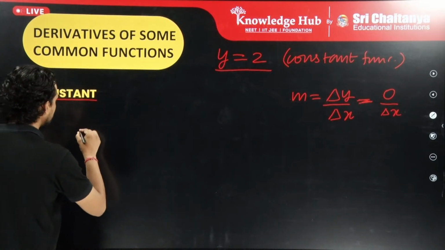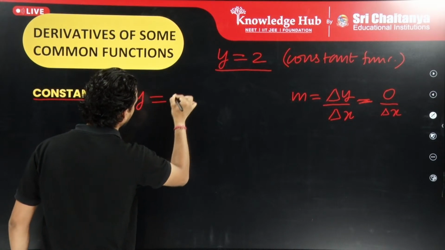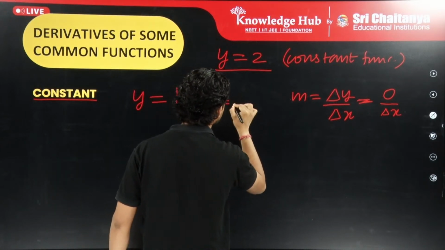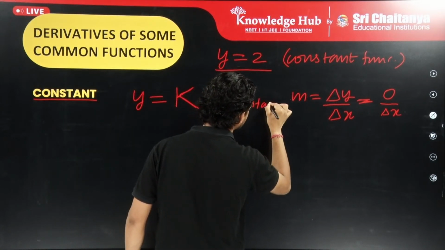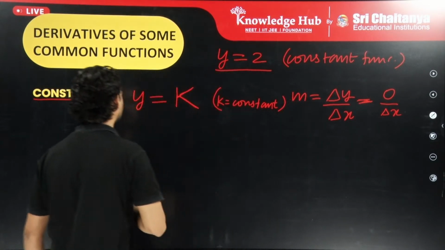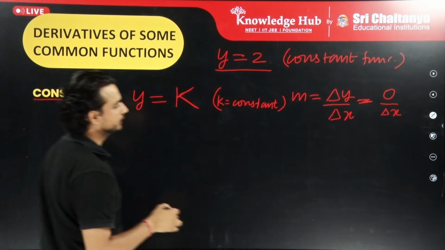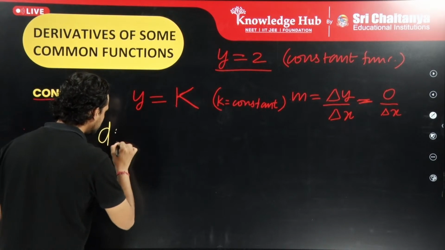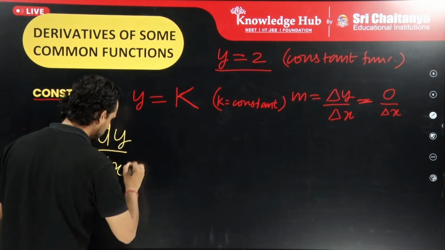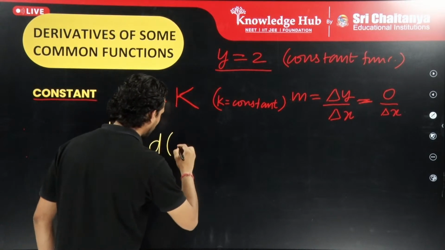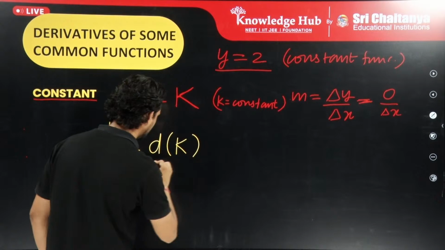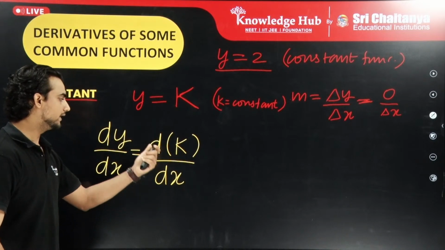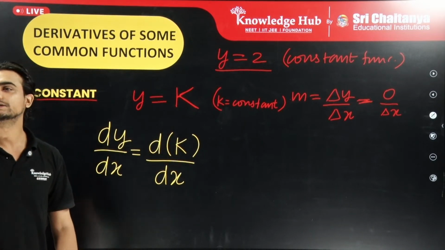So differentiation. Let's say y equals k. What is k? k is some constant. So y equals k is a constant function. What will be the derivative? Let's write the derivative: change in y with respect to x, the derivative of my function y with respect to x, the derivative of my function k with respect to x.